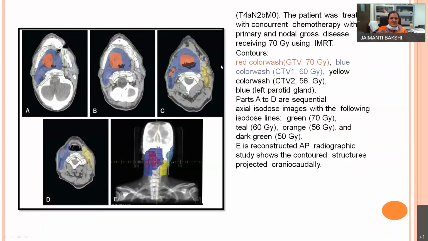In this slide, we can see the color coded areas, and various radiation doses have been recommended for the different areas. Like here, this is the primary tumor, so it will require a higher dose. Red color wash GTV will require 70 grays. Then blue color wash will require 60 grays, and yellow will require 56 grays.